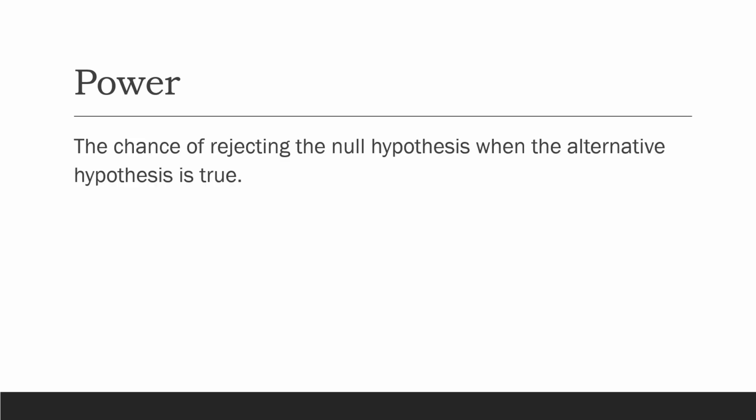Next, I'm going to talk about the idea of statistical power, and then we'll look at a simple example of calculating the power. So power is the chance of rejecting the null hypothesis when the alternative hypothesis is true. Now, since the probability of type 2 error would be the chance of failing to reject the null hypothesis when the alternative is true, those are complements of each other, and the power is equal to 1 minus the probability of making a type 2 error.